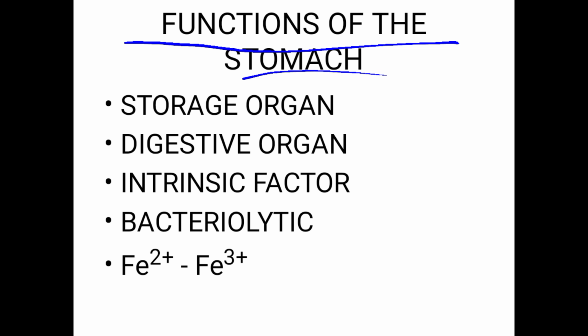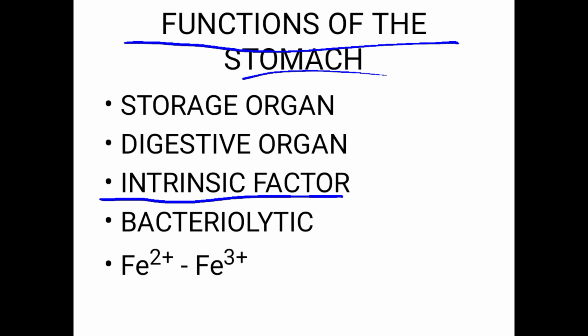Next is the digestive organ. Whatever food you are taking, it secretes many enzymes, called gastric secretion or gastric juice, so that the food gets digested. The third one is the intrinsic factor. It produces the intrinsic factor, which is very important for the absorption of vitamin B12. Without intrinsic factor, the vitamin B12 is not absorbed in the intestine.